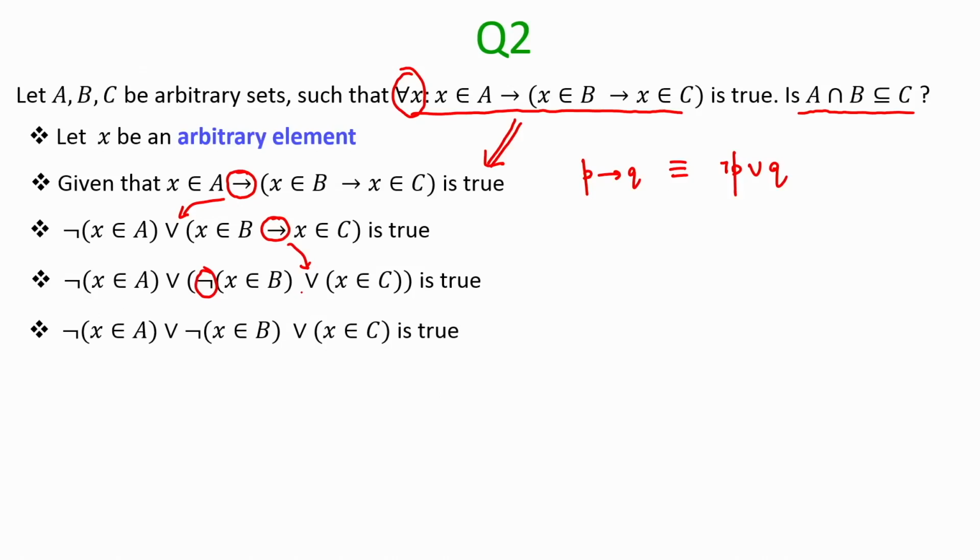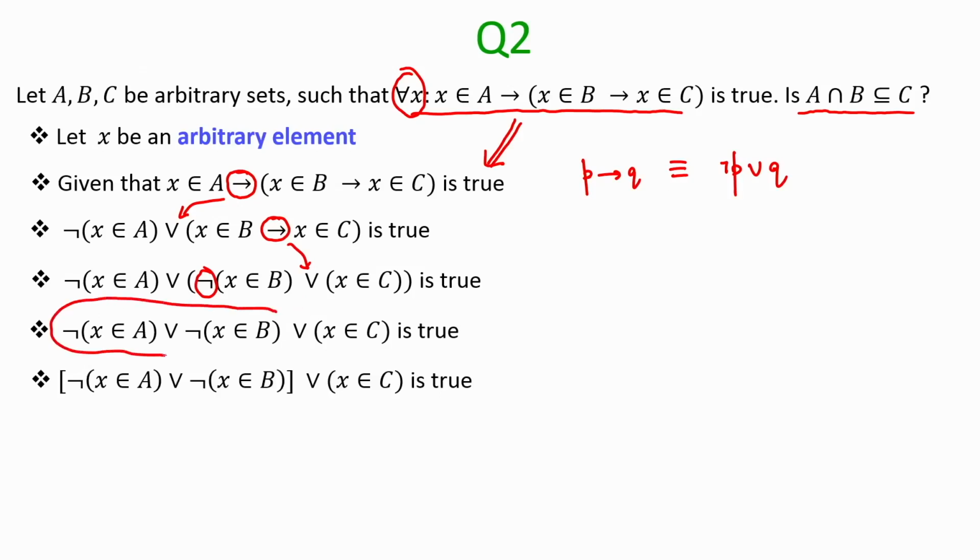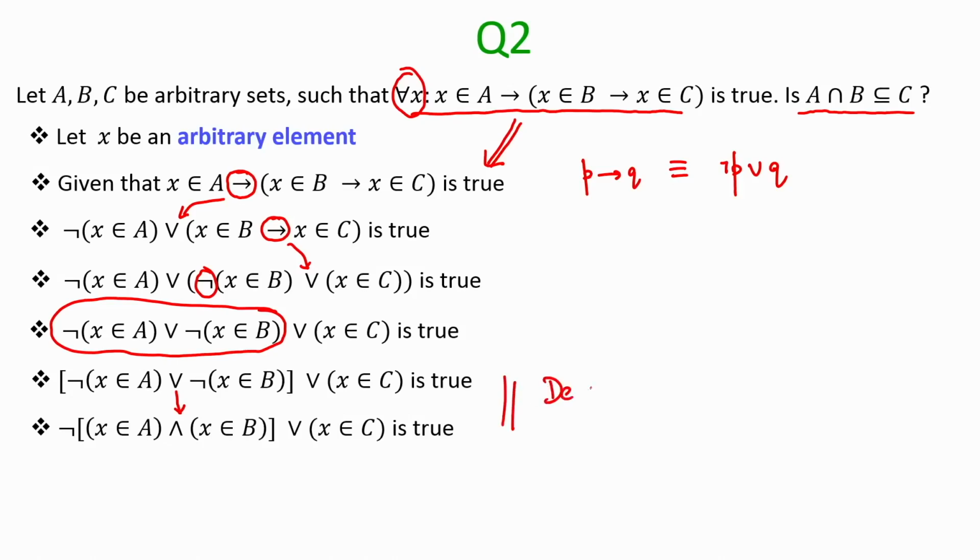So, I can apply the associativity property of the disjunction, I can club together the disjunction of the first 2 statements here. Now, what I can say is that the disjunction of these 2 negations is equal to the negation of the conjunction of these 2 statements. This is from the De Morgan's law.